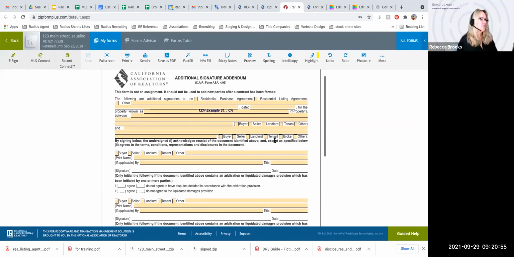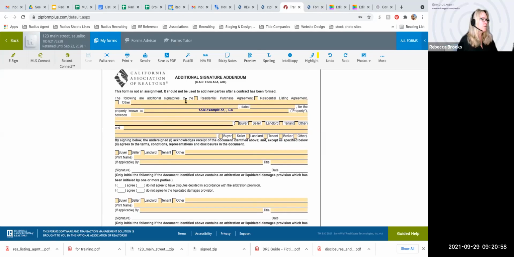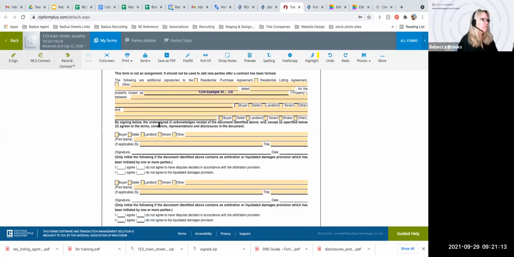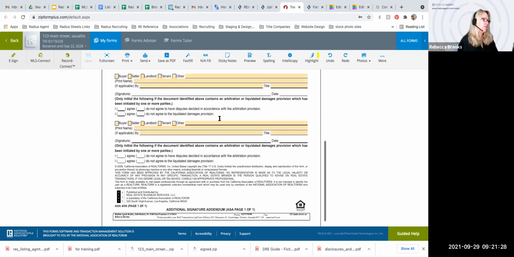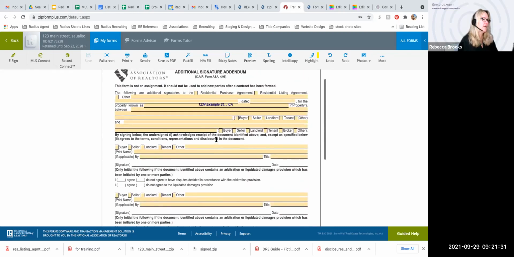Okay, this is the additional signature addendum that you would use, and you would fill it out because you have to say what it's pertaining to. It can pertain to a contract or a listing agreement or any other document. And then you would obviously fill out the relevant information, who the parties are, and then by signing below, the undersigned acknowledges receipt of the document identified above and, except as specified below, agrees to the terms, conditions, representations, and disclosures in that document. Okay, so this is where you could add other parties, additional signature parties.